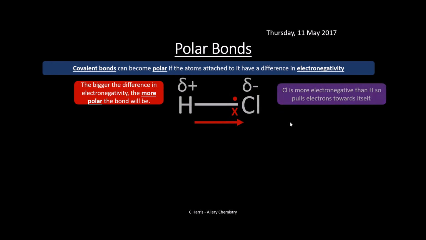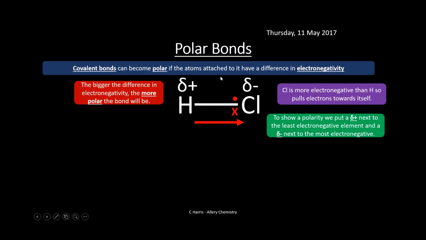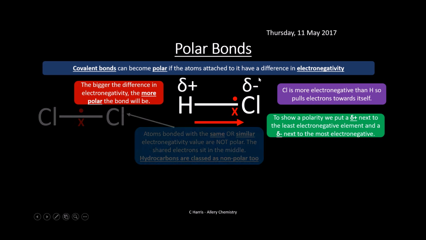Okay, so let's look at some polar bonds then. Covalent bonds can become polar if the atoms attached to it have a difference in electronegativity. The bigger the difference, the more polar the bond will be. In this example here, hydrogen and chlorine, delta positive on the hydrogen, delta negative on the chlorine. Basically, the chlorine's more electronegative. It's pulling electrons towards itself in this covalent bond, and that's why the electrons sit to the right. To show this polarity, we put a delta positive next to the least electronegative element, in this case hydrogen, and delta negative next to the most electronegative, chlorine. This is basically showing us that we have a polar bond.